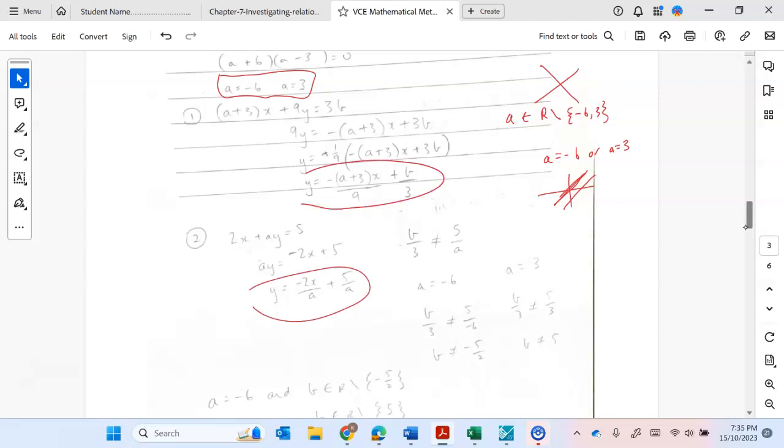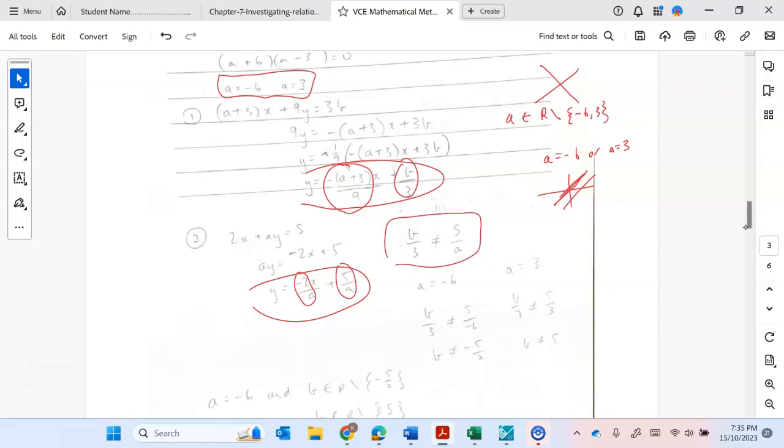Now, I could have used this method also. You can see your coefficient of x is -2 on a, and this. If those two were equal, we would have the same gradient. So you can do it y equals mx plus c as well. Now that I've rearranged it, I don't want my constants to be the same, so which I've written here, b over 3 cannot equal 5 over a.